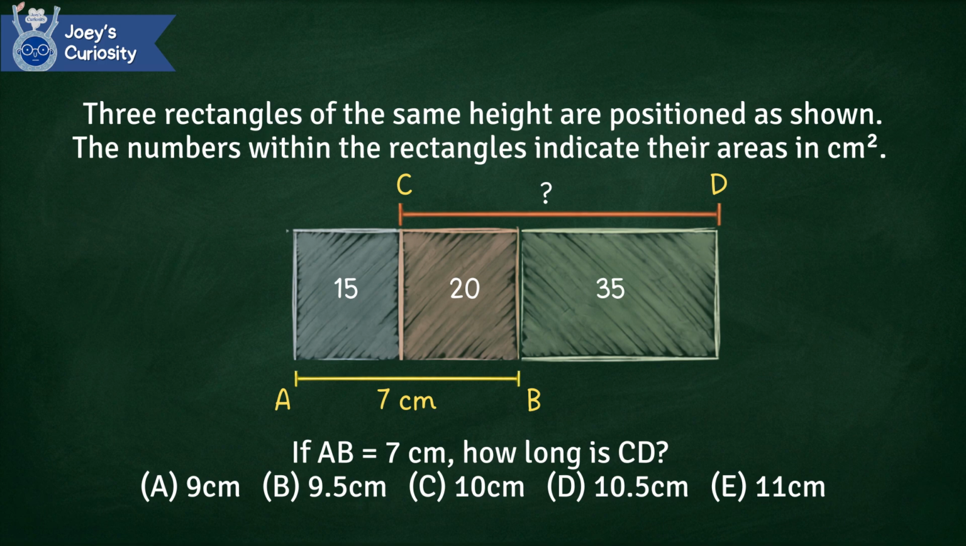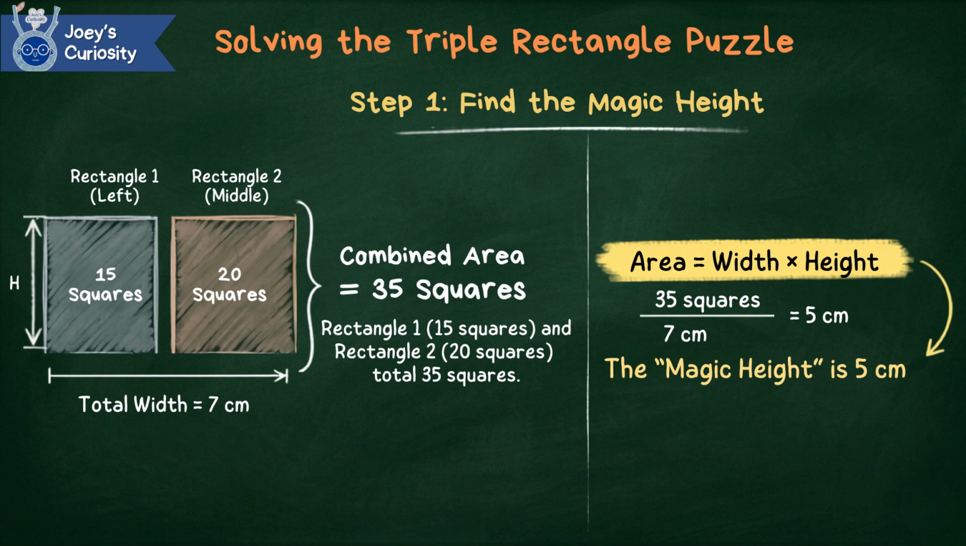This is the brief on solving the triple rectangle puzzle. We're going to crack a visual geometry puzzle with 3 adjacent rectangles by using some simple proportional logic and basic mental math to find a missing length. First, let's set up the logic here.